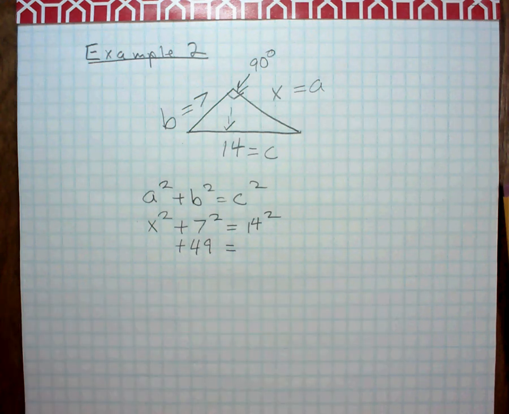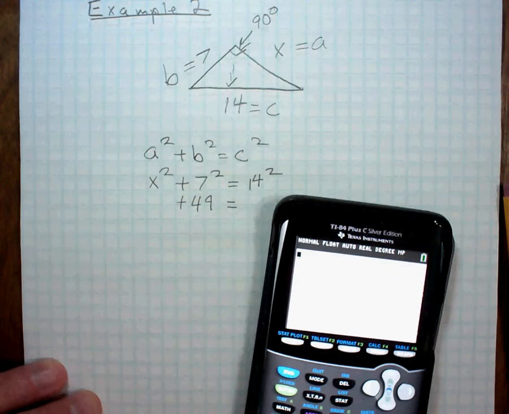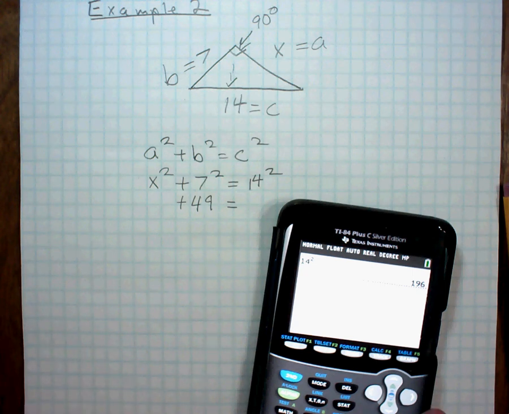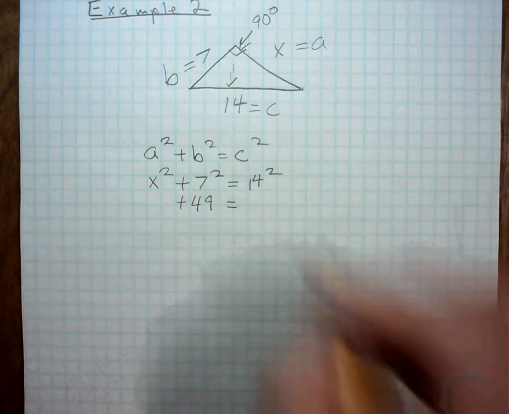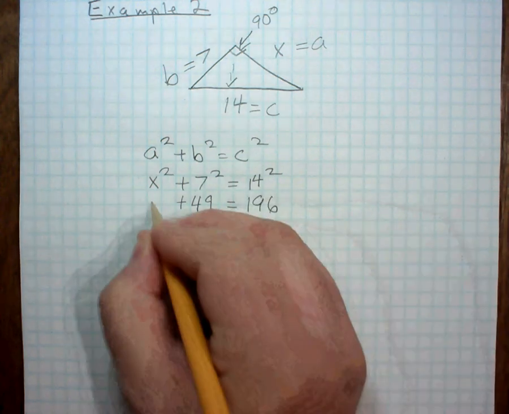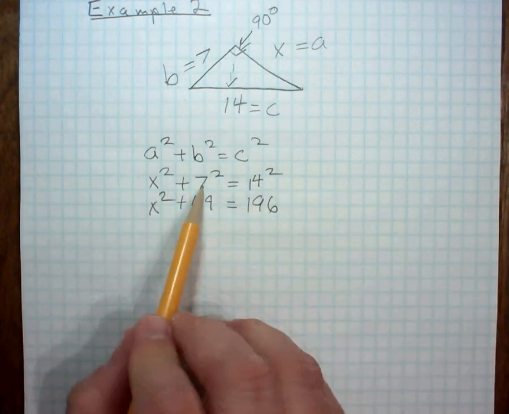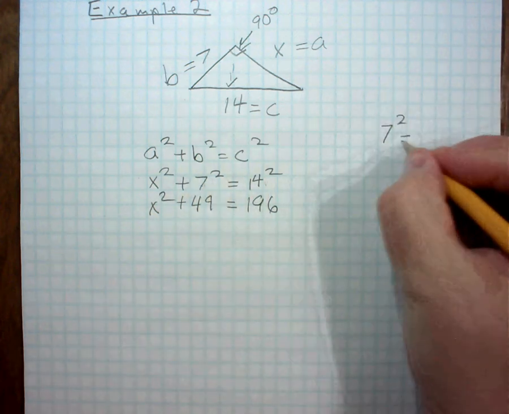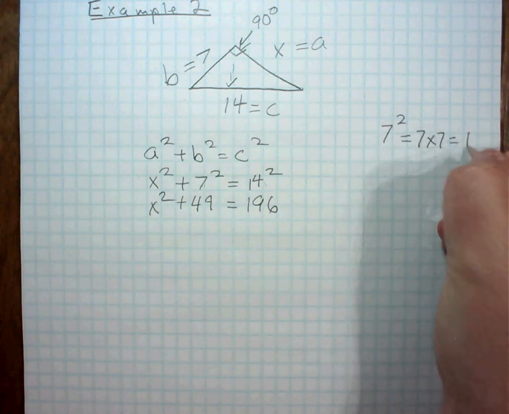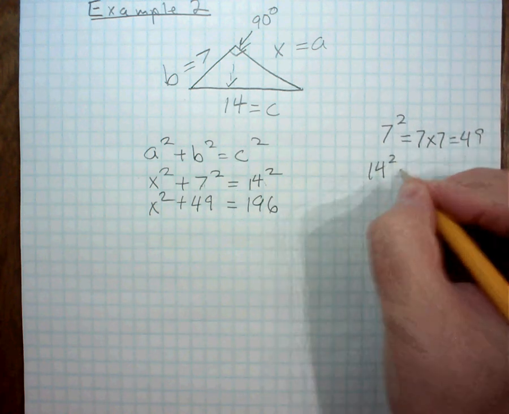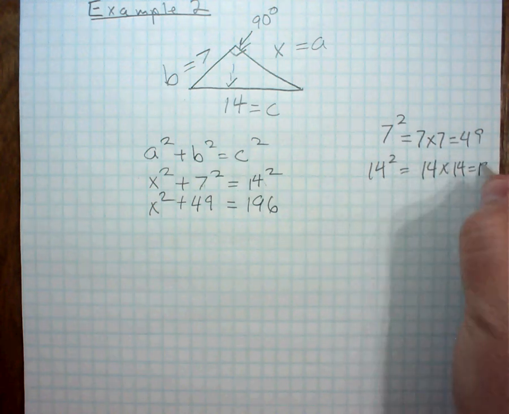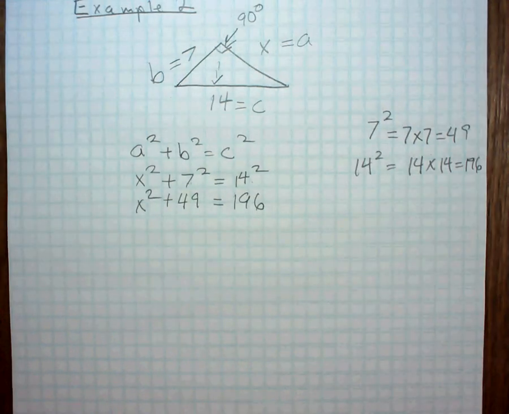I got a calculator on my phone. So I'm going to say 14 squared, and that gives me 196. So 14 squared is 196. And then I have x squared here. So what I did is I just expanded this out. Remember, 7 squared is the same as 7 times 7, which equals 49. Also, 14 squared is 14 times 14, which equals 196. Okay, so that's what we're doing on the calculator.